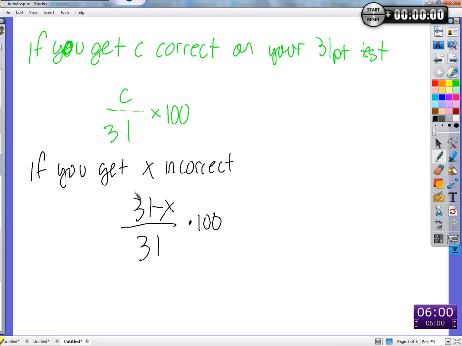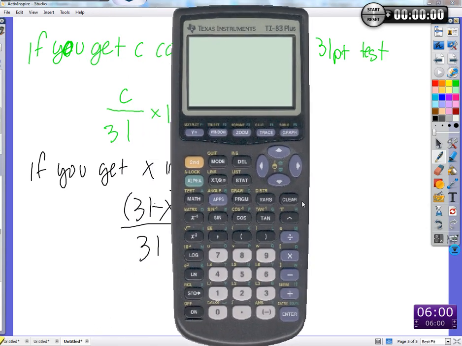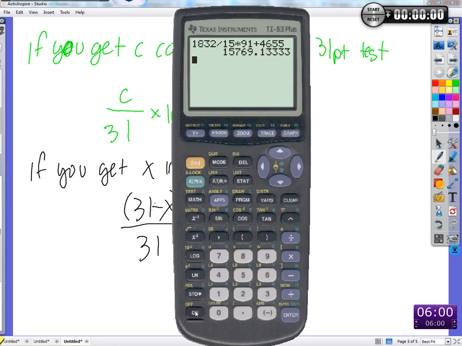So this right here tells you what? It's an expression for what? Not Derek, somebody else? 31 minus X is an expression that tells you what? The number correct. This tells you the number correct over the number possible times 100. I use this every time I grade your guys' tests. Get out my calculator, okay, and then I turn it on, and you go into this Y equals screen. Okay.